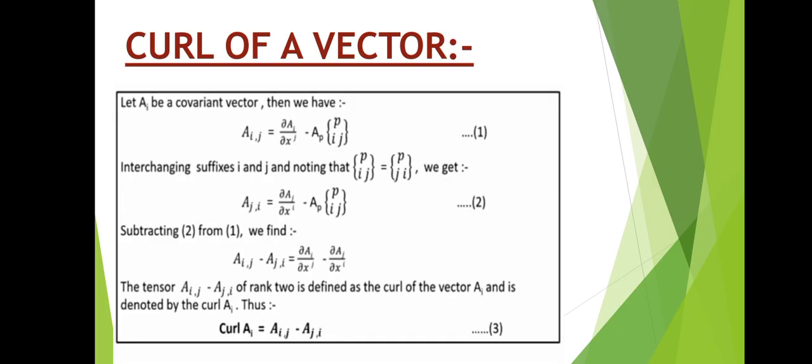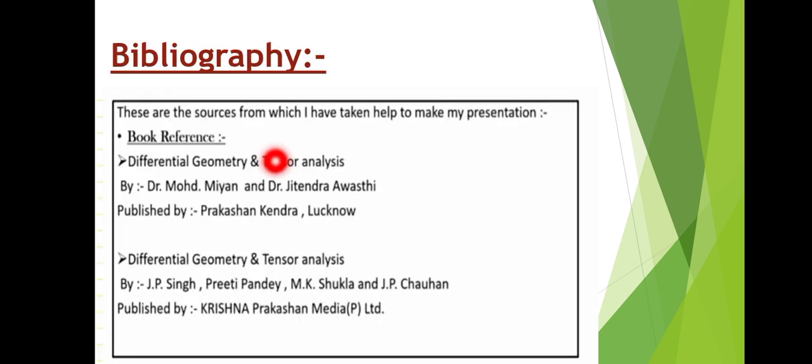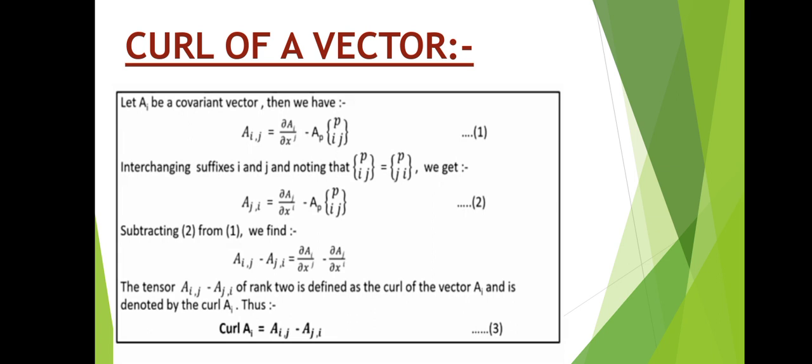Now what is the curl of a vector? Let a_i be a covariant vector, then we have a_{i,j} equal to ∂a_i/∂xj minus a_p times the Christoffel symbol {p, ij}. Interchanging the suffixes i and j, in place of j we write i, and in place of i we write j. Since the Christoffel symbol {p, ij} is equal to {p, ji}, we get a_{j,i} equal to ∂a_j/∂xi minus a_p {p, ij}.